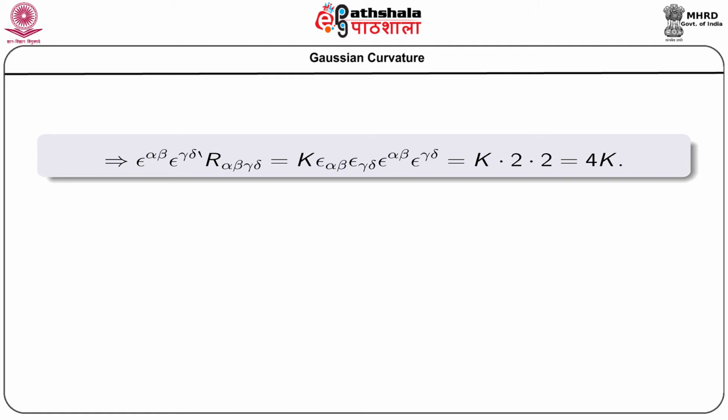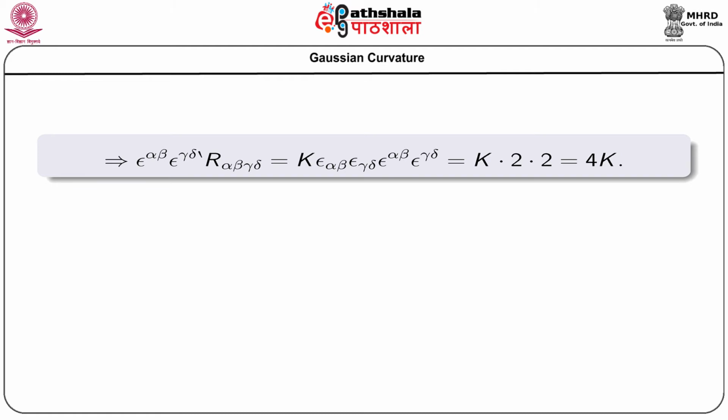Now, if we take the inner product with epsilon alpha beta epsilon gamma delta on both sides, we get that epsilon alpha beta epsilon gamma delta R dash alpha beta gamma delta equals K, because if we just calculate the indices on the right hand side, we are getting this 4 K.